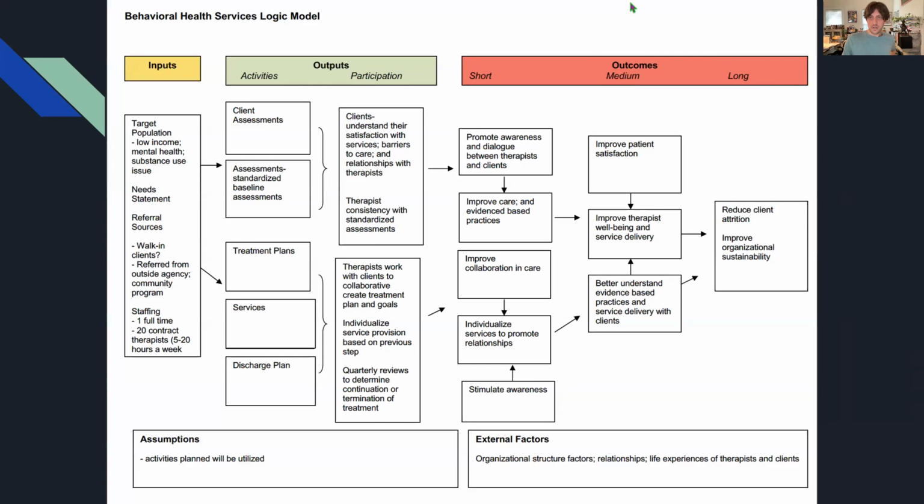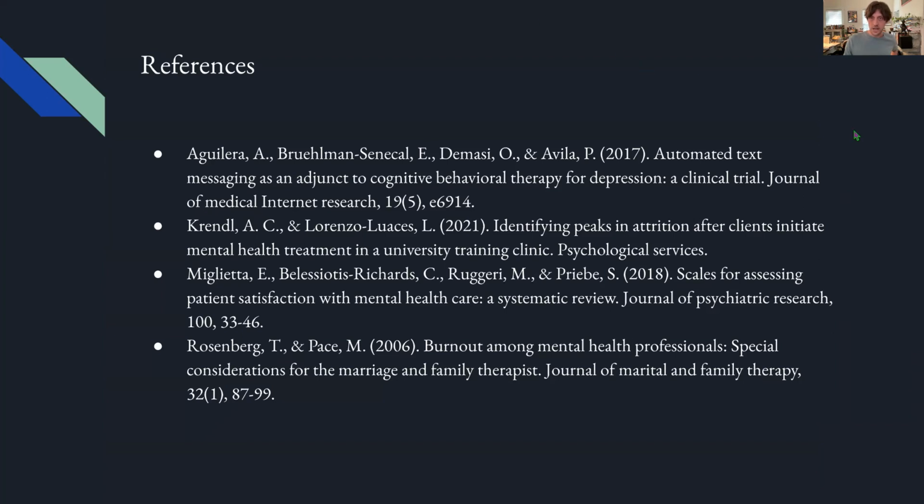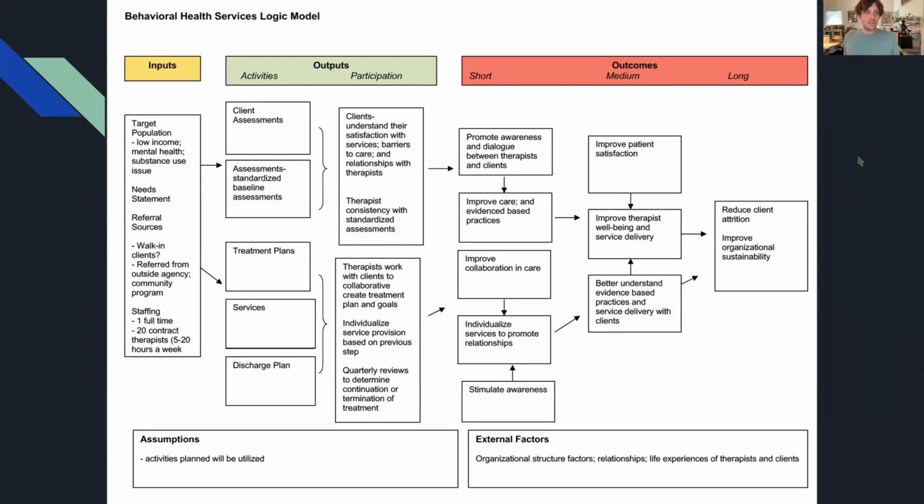So here's a little overview of a logic model, and this is really just one way to look at this. I believe that there's lots of different approaches to do this. On your left side of the screen, you're going to have all of your inputs. We talk about the target population, who they are, predominantly low income, mental health, substance use, and the importance of inclusive care that doesn't stigmatize your population.